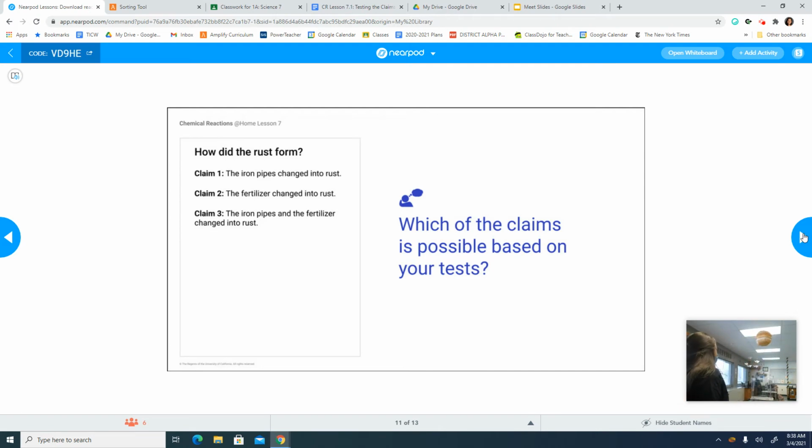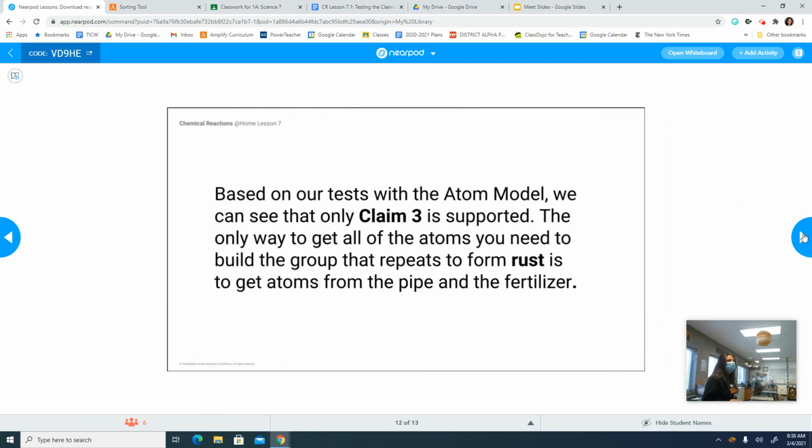So based on the test that we just did, Brody, which claim is most possible? Claim 3. Right, that the pipes and the fertilizer changed into rust. At this point, that's what's most possible. So based on our tests with the atom model, we can see that only claim 3 is supported. The only way to get all of the atoms you need to build the group that repeats to form the rust is to get atoms from the pipe and from the fertilizer.